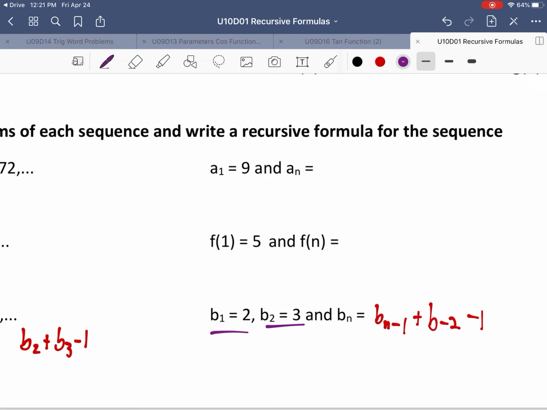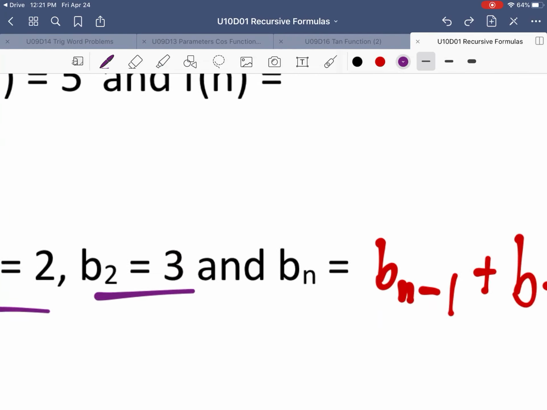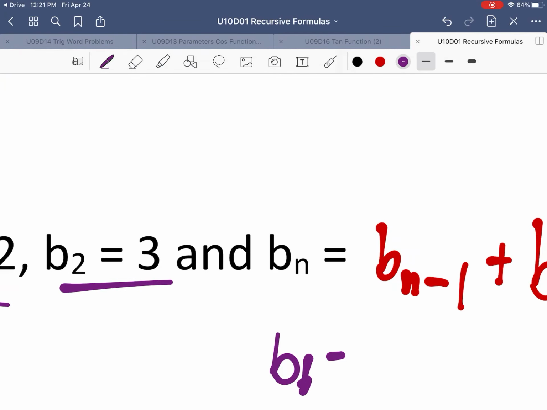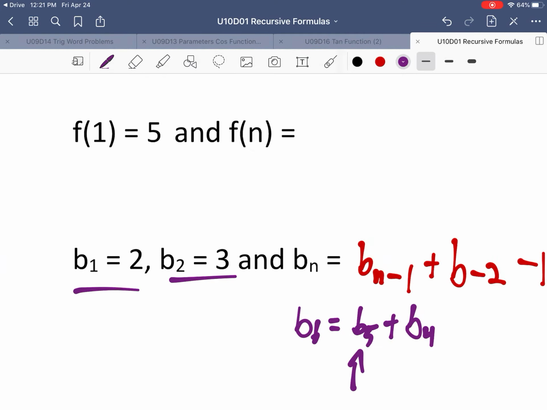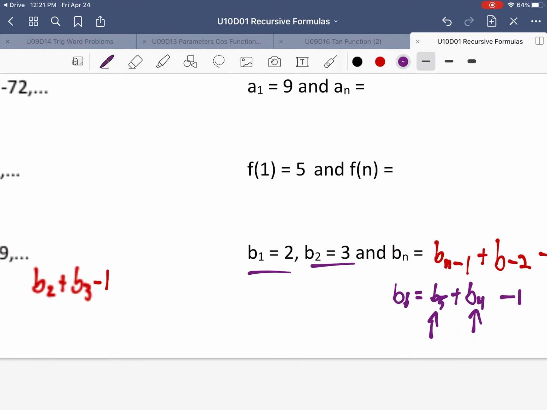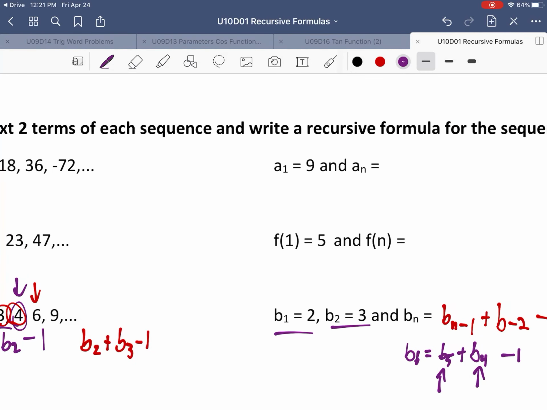So if I wanted to find the next term in the sequence, which should be the sixth term, so if I want to find B6, I need to take B5, add it to B4, because this is the previous term. This is the term before the previous term, and then subtract 1. So that would mean I would take 9, which was B5, and 6, which was B4, add them together, which is 15, and subtract 1, making the next term 14.